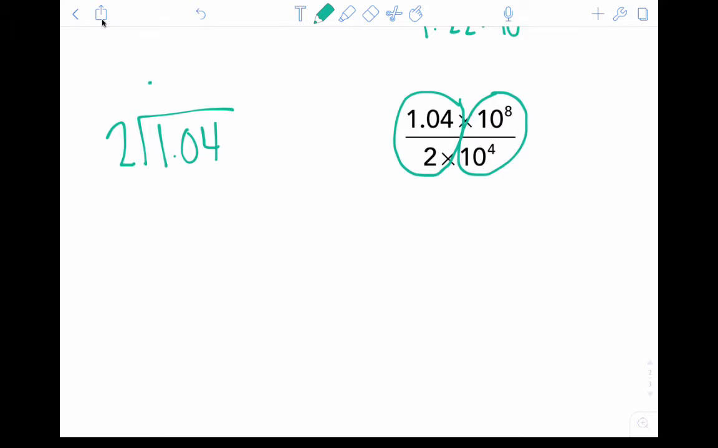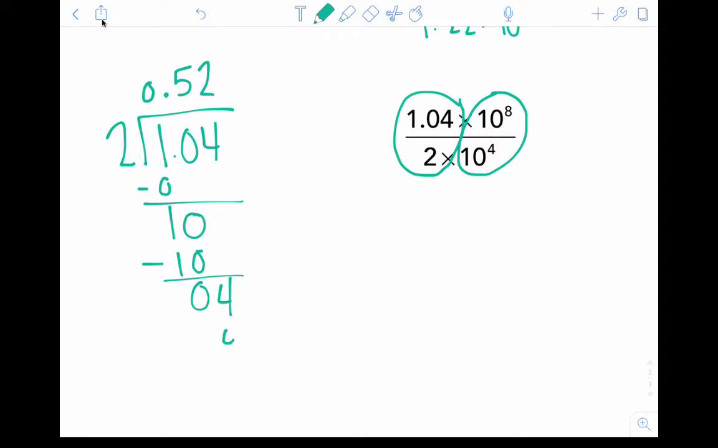2 goes into 1 0 times. 2 goes into 10 5 times. 5 times 2 is 10. Subtract, bring down the 4. 2 goes into 4 2 times. 2 times 2 is 4. Subtract, that has a remainder of 0. So 1.04 divided by 2 is 0.52.